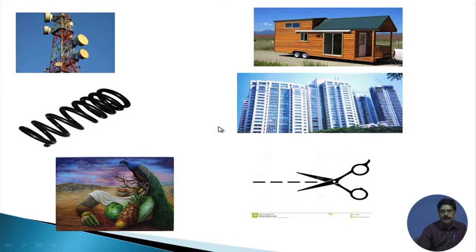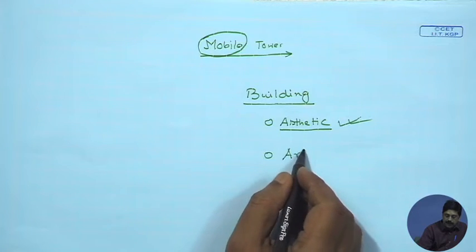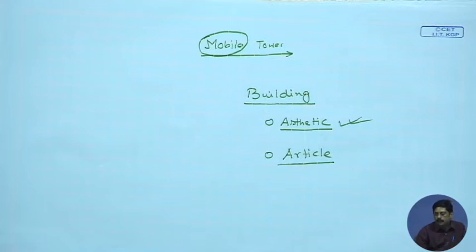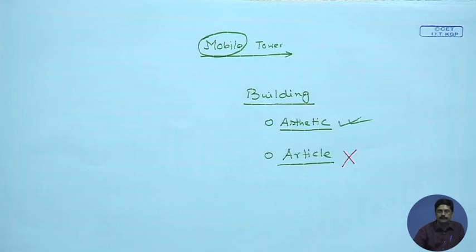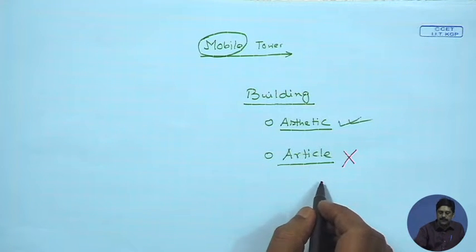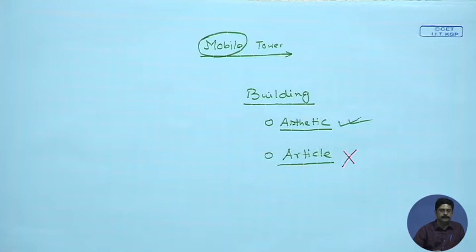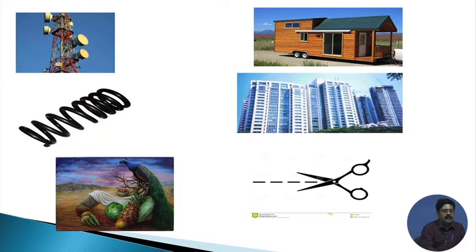Can you guess? The question is whether it is an article. I referred already that industrial design should be applied to an article. So, can you tell whether this is an article or not? Definitely it is not an article. Why? This cannot be physically transferable. Whatever the article definition, something should be made and sold independently. So, this is not an article. So, you cannot register the aesthetic look of this building in the form of industrial design.